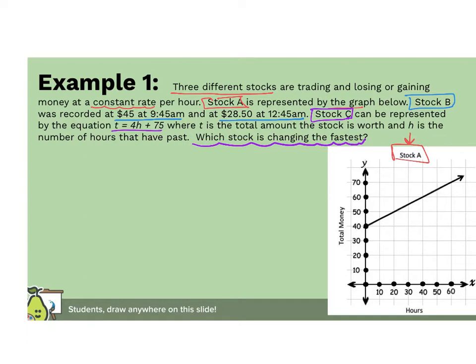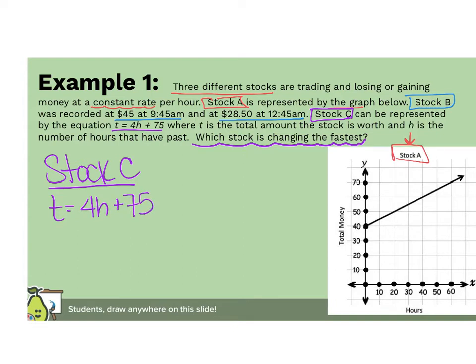So we need to find all 3 of these rates of change and see which one has the greatest absolute value. I'm going to go in order from easiest to find the slope to the one that's going to take the longest. So I'm going to start with stock C, actually, because when it's written in the equation, there's no math to do. So I'm going to write the equation. It's T equals 4H plus 75.